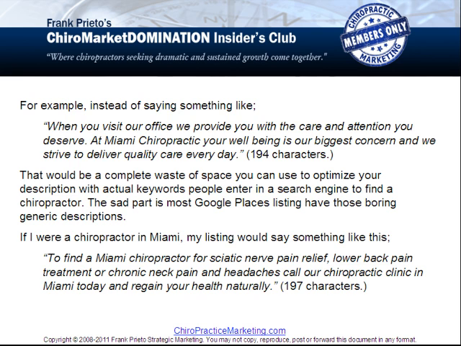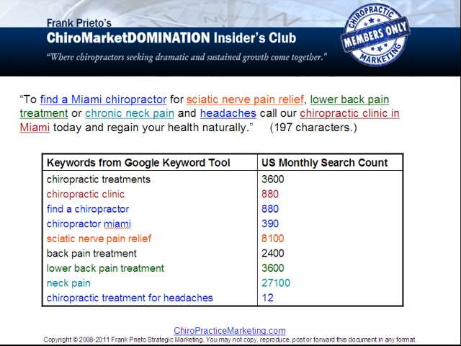Let's look at this closer so you can see exactly what I did here, because this will be your biggest takeaway from this video. If you get this, you'll have a better idea how search engines work and use it to leverage your online efforts, not just with Google Places, but on the internet in general. The Google Keyword Tool gives me the keywords associated with chiropractic.